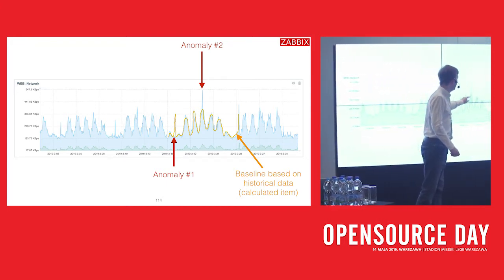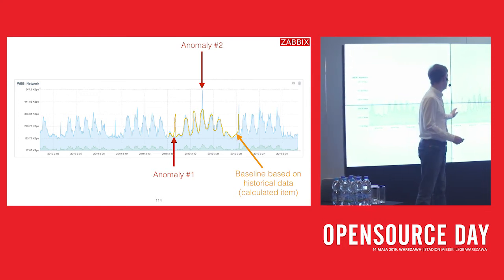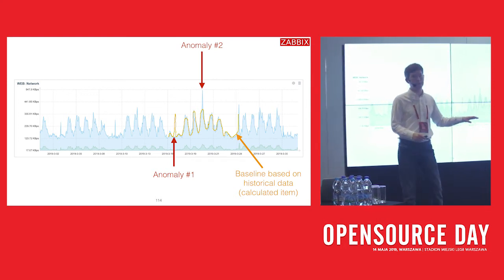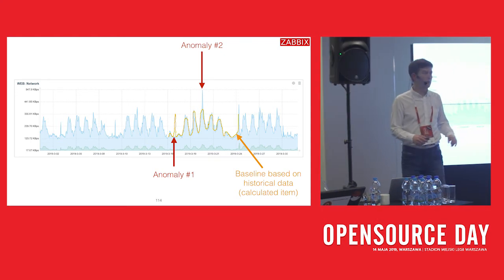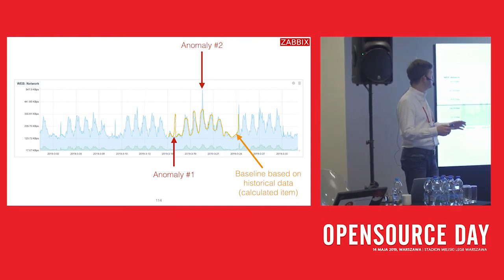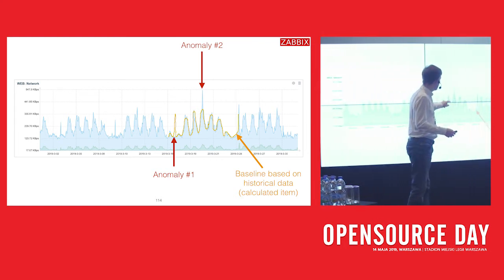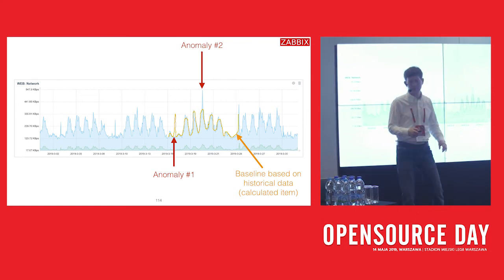So baseline will be a separate metric. So you can graph a baseline, which is, I think, very, very important. So if you have some problem, Zabbix will tell you, okay, please have a look. This is a baseline, and this is something strange, and this is something strange.